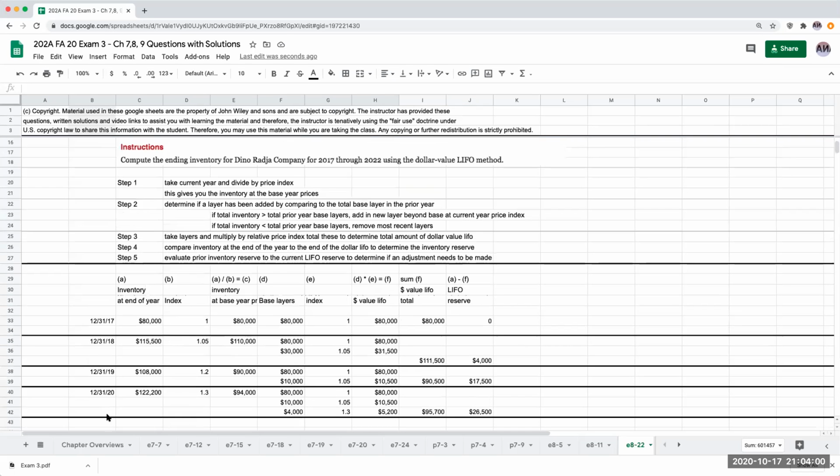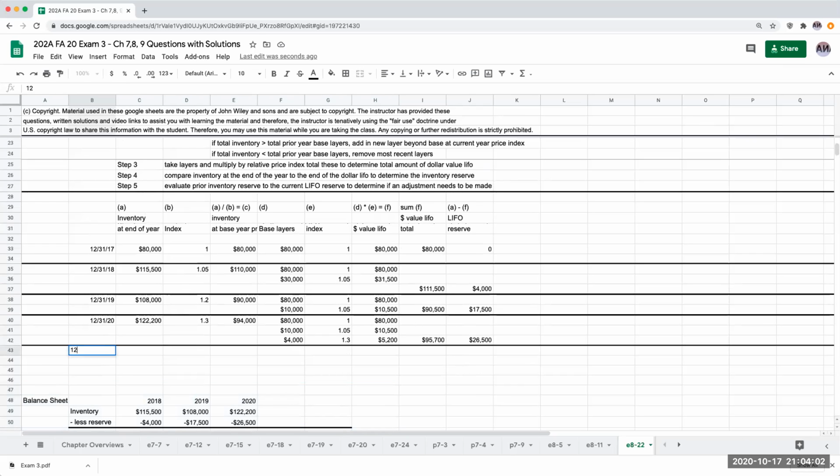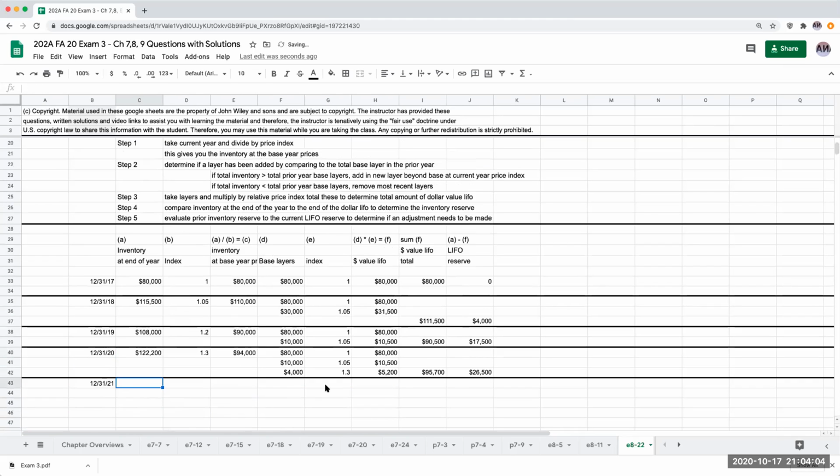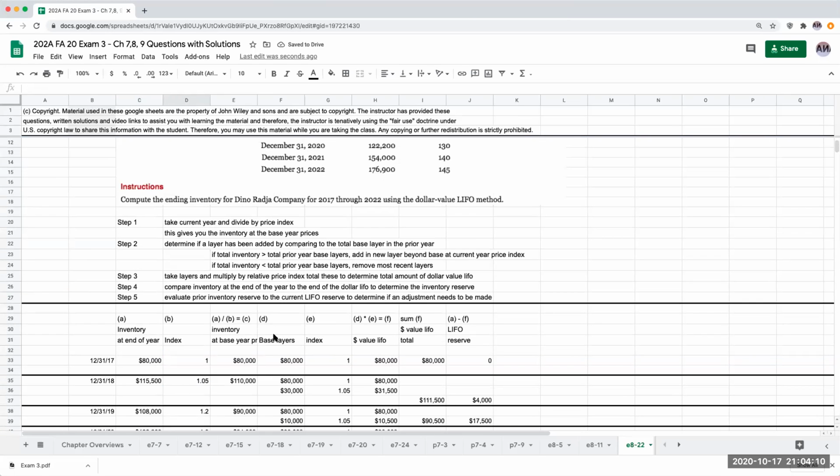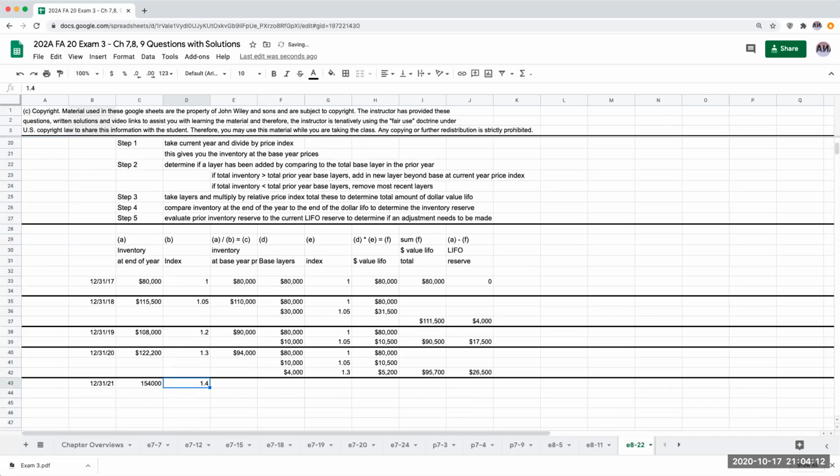So 12/31/21. The inventory at the end of the year prices is 154,000. And the price index was 1.4. So when I divide this through, I'm going to get 110,000. So I've added a layer, and the layer that I've added is going to be the difference between this 110,000 and the 94,000, or about $16,000.